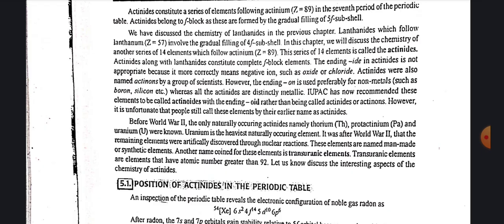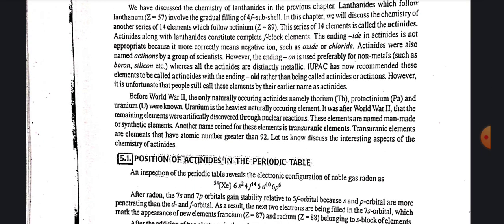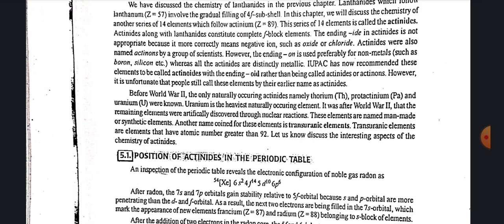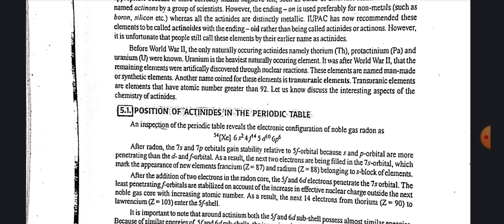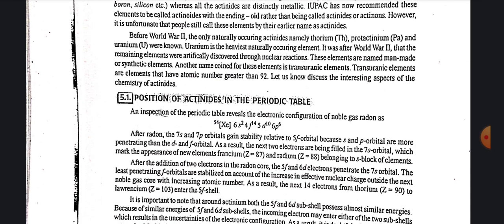The ending "ide" in actinides is not appropriate because it more correctly means negative ion, such as oxide or chloride. Actinides were also named actinones by a group of scientists. However, the ending "on" is used preferably for non-metals such as boron, silicon, etc. Whereas all the actinides are distinctly metallic, IUPAC has now recommended these elements to be called actinoids with the ending "oid" rather than being called actinides or actinones. However, it is unfortunate that people still call these elements by their earlier name as actinides.